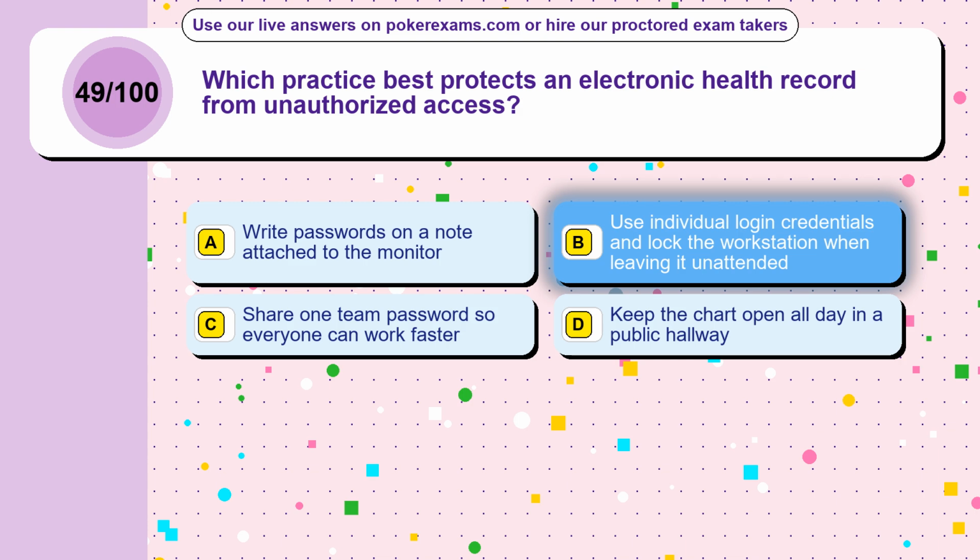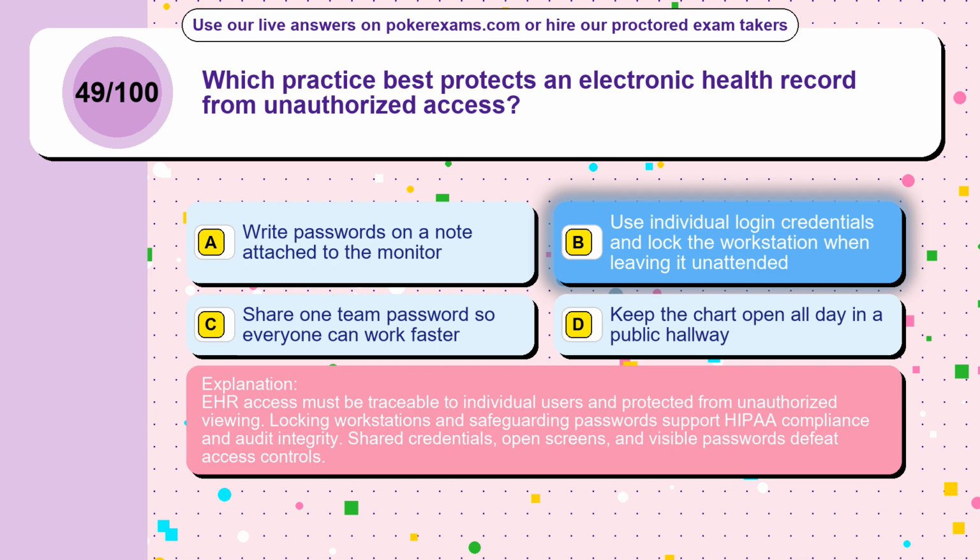The correct answer is option B. Use individual login credentials and lock the workstation when leaving it unattended. EHR access must be traceable to individual users and protected from unauthorized viewing. Locking workstations and safeguarding passwords support HIPAA compliance and audit integrity. Shared credentials, open screens, and visible passwords defeat access controls.